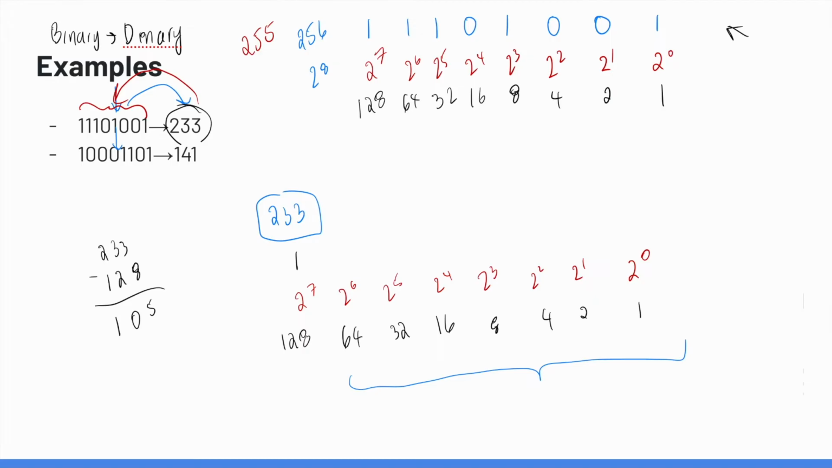So we can say, does 64 fit into 105? Yeah, it does. So now we can subtract 64. And then we've got about, I want to say like 41 left over. So that means with the subsequent values, we need to account for 41.